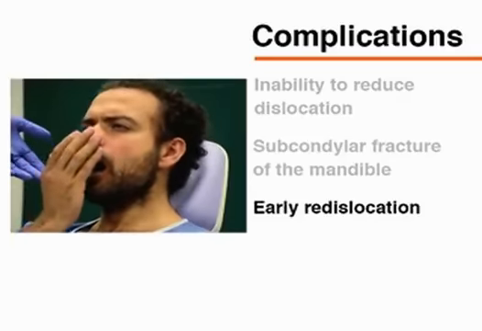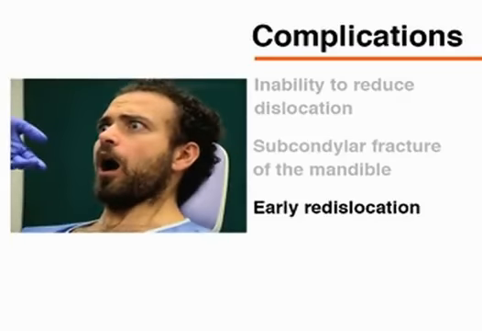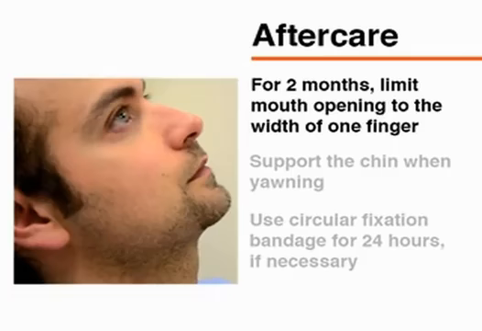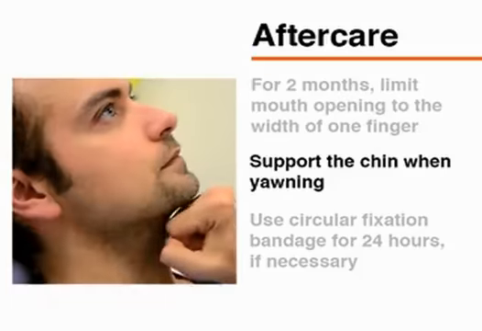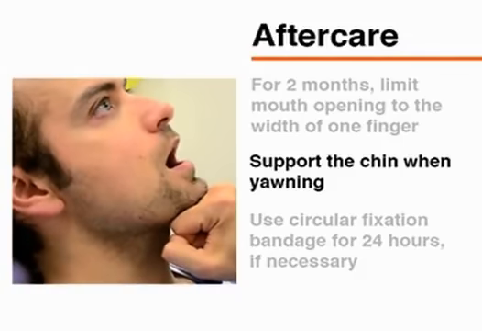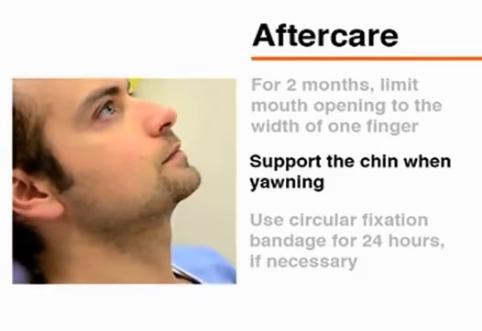Because early repeat dislocation is a clinically significant risk, it is important to instruct the patient in preventive aftercare. Instruct the patient that for the next 2 months, he or she should not exceed the interincisal distance of 1 finger's width when opening the mouth. Also, for the next 2 months, the patient should support his or her chin with a fist when yawning.